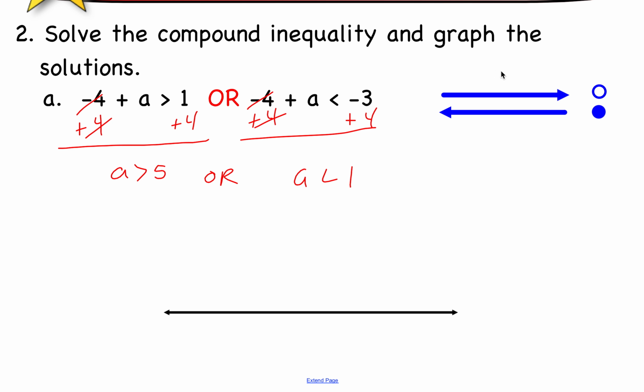Okay, so both of these are open dots, so we need the values 5 and 1. So here's the value 1, here is the value 5. Okay, and then we're going to have an open dot on both endpoints. So there's 1, and here's 5. Here we go. So there's positive 5 and positive 1. Make sure to keep your numbers in the correct order on your number line. So this says a is greater than 5, so those will be the numbers to the right of 5. And a is less than 1 would be the numbers to the left of 1, like so.